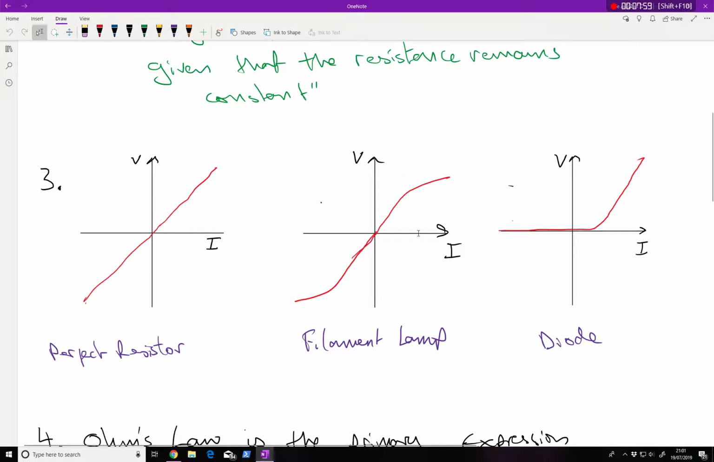So here I have 3 examples of Ohm's law behavior. In the first example, I have a perfect resistor. This is basically a resistor that does not change its properties irrespective of how hot it's getting or how much current is flowing or how much energy I'm putting into it. And as you can see, the voltage is proportional to the current every step of the way.